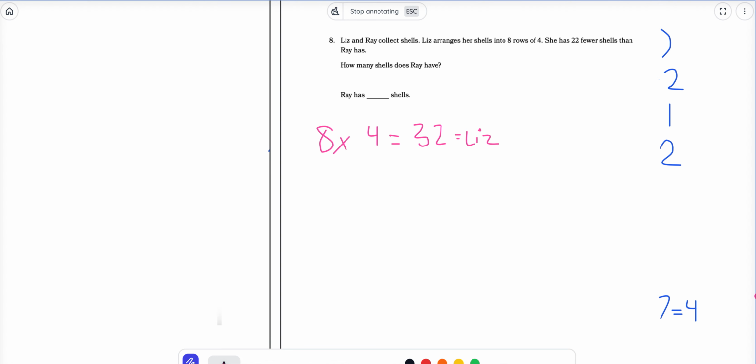So why? Let's read this question. She has 22 fewer than him. So what should we do? He has more than her. He has 22 more than her. So what do we need to do, Mel? If he has 22 more than her, what do we need to do? We need to add. He has 22 more than Liz. So Liz has 32. He has 22 more. Ellie, how many does he have? Huh? Not 64. 54. 54. I keep thinking of math class.